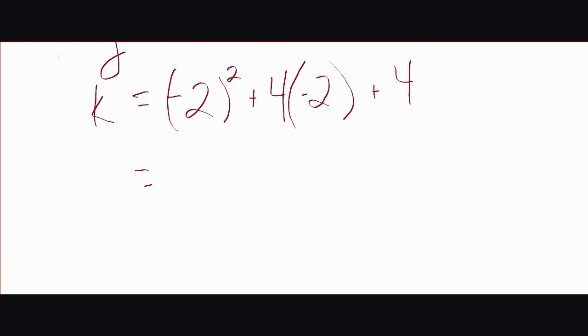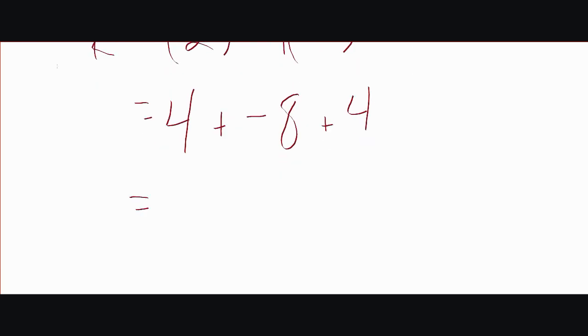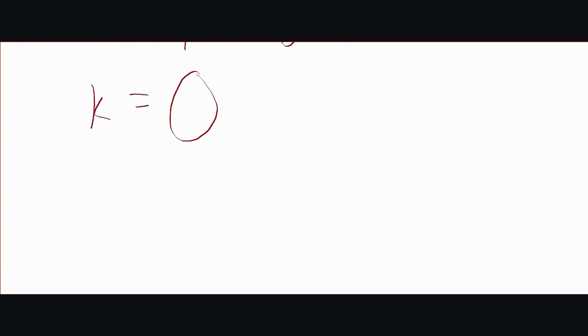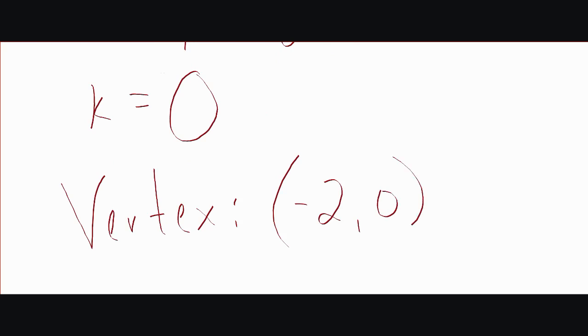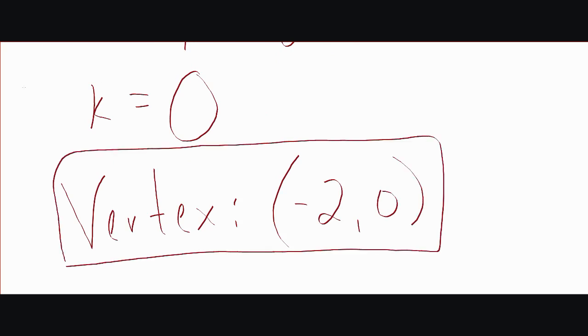So let's evaluate and find the value of k. So -2 times -2, or -2 squared, is positive 4. Plus 4 times -2 is a -8, plus another 4. So I've got 4 plus -8 plus another 4. 4 plus -8 is -4, plus another 4 is 0. So I have k is equal to 0. So what does this tell me? This tells me that my vertex is -2, 0. That is my vertex. This is the starting point for graphing any parabola. Find the vertex, okay?